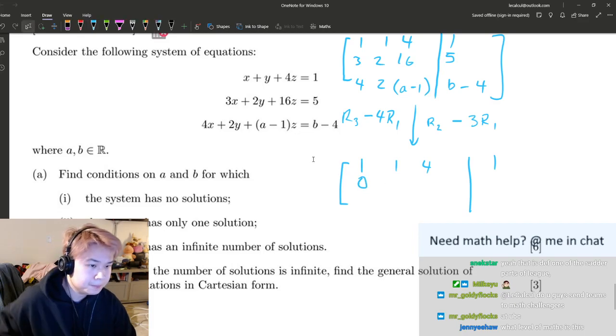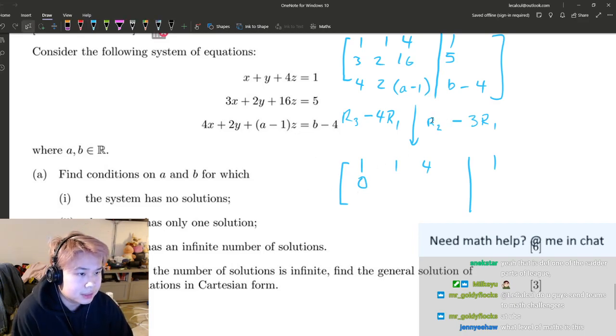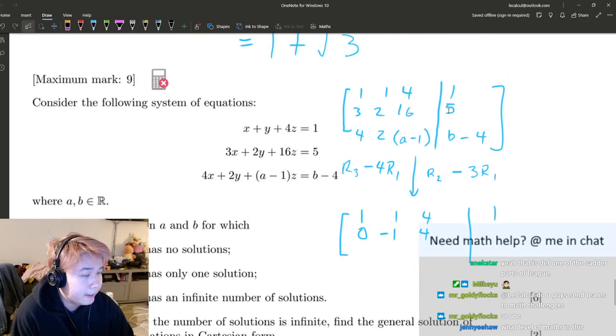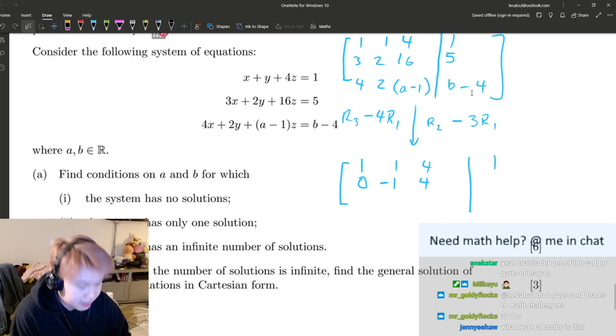And then I have 0. So what I'm doing is I'm going to take 2, and then subtract 3 times 1. So 2 minus 3 is negative 1. Then 3 times 4 is 12, so 16 minus 12 is 4. And then 5 minus 3 is 2.